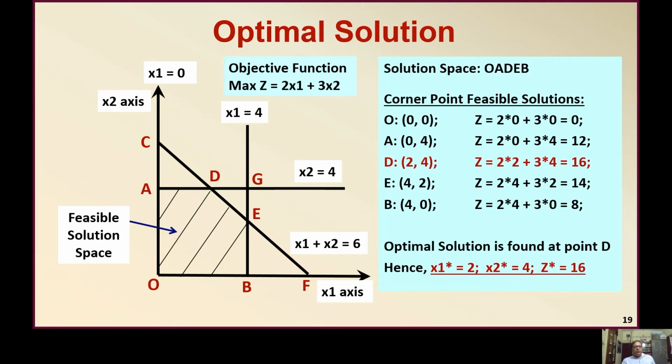So this value is 4, 2 and the value of z is 14. Finally, the point B, which is 4, 0, the value of z equal to 8. Now, out of all the different values of the objective function, 16 is the highest. So therefore, D is our optimal point and the solution to this very simple problem is going to be x1 star equal to 2. That is the optimal solution, x2 star equal to 4 and z star equal to 16.